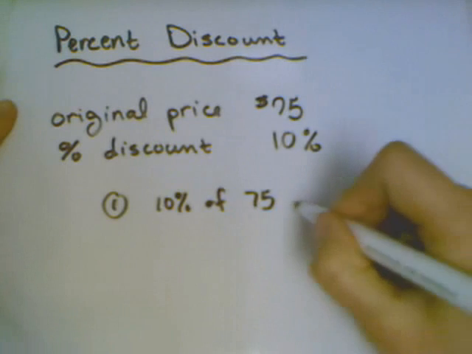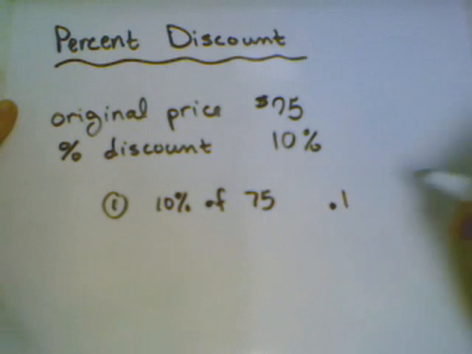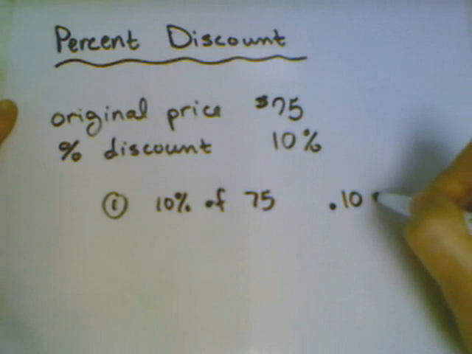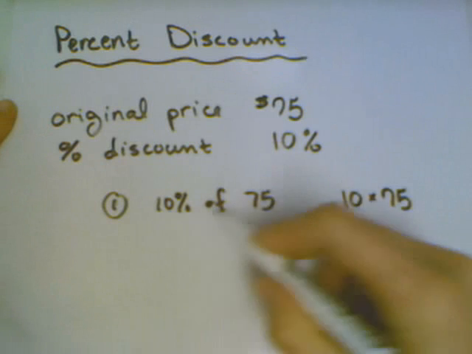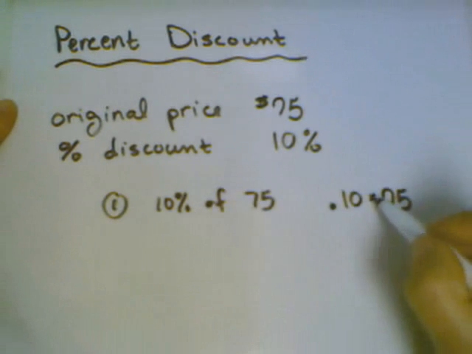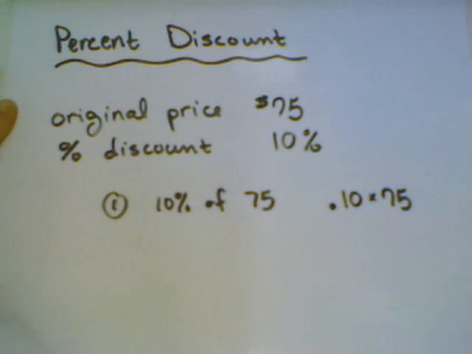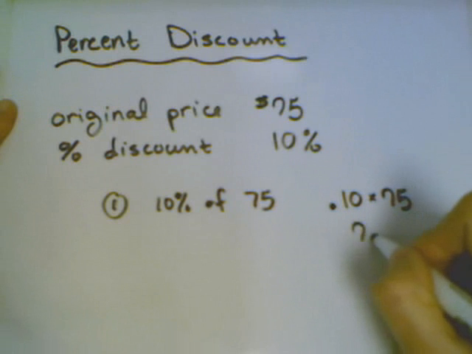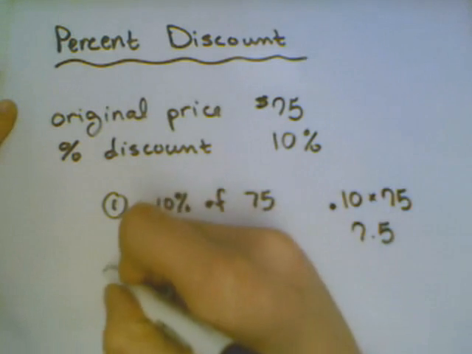10% of $75, in order to figure out what this number is, I would convert the percent into a decimal and multiply it by 75. So 10% is equivalent to 0.10. "Of," in most math terms, means multiplication, and then 75 is the final number. This comes out to be 7.5, or $7.50.